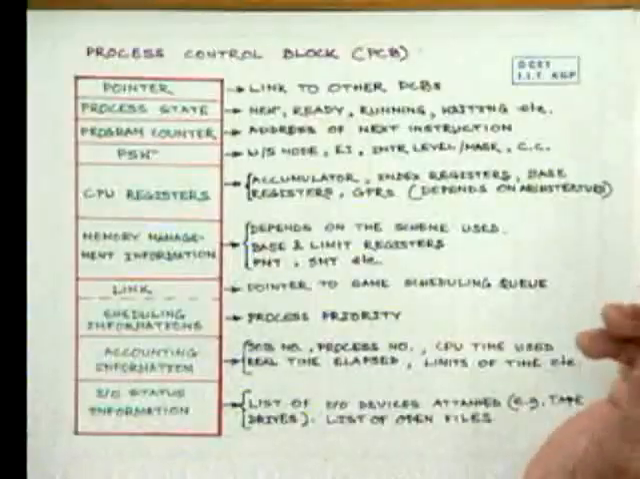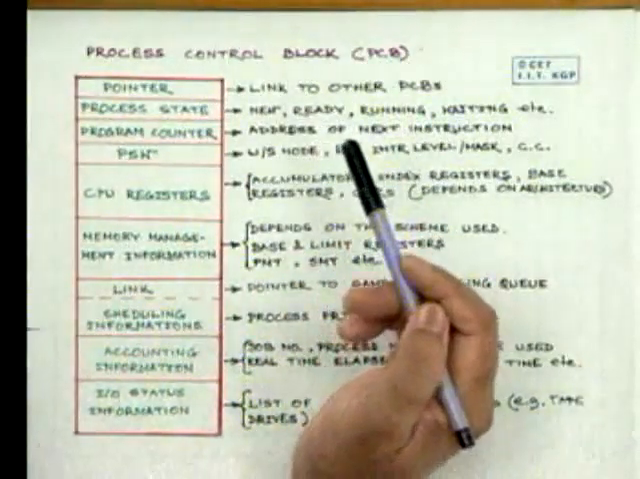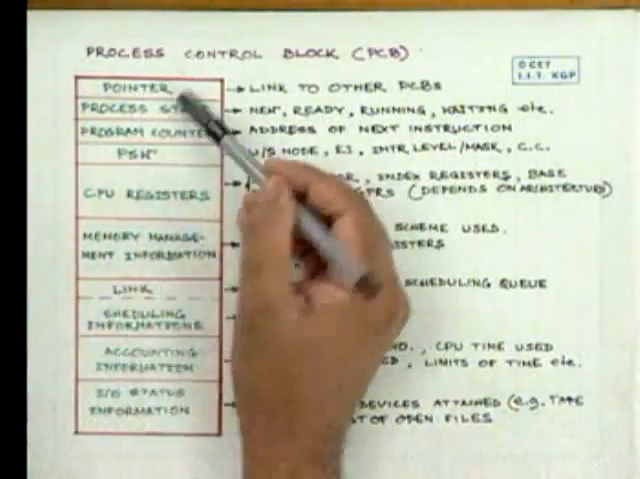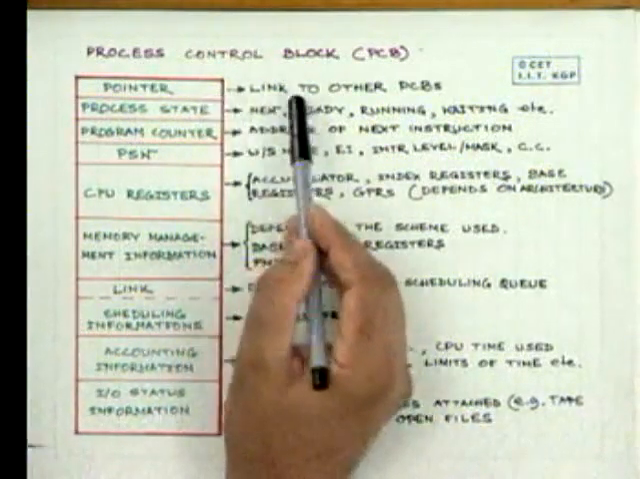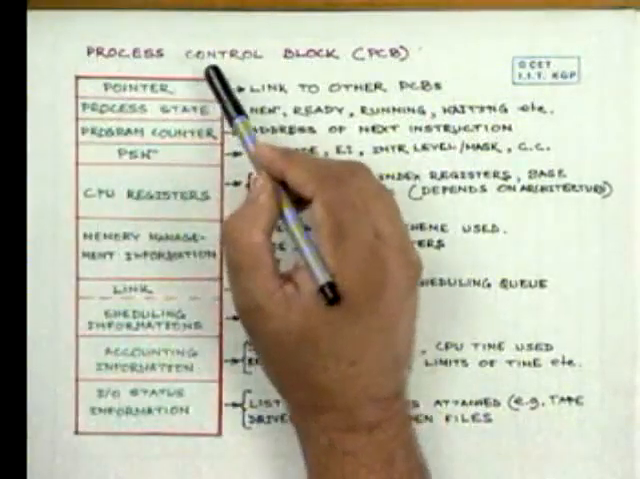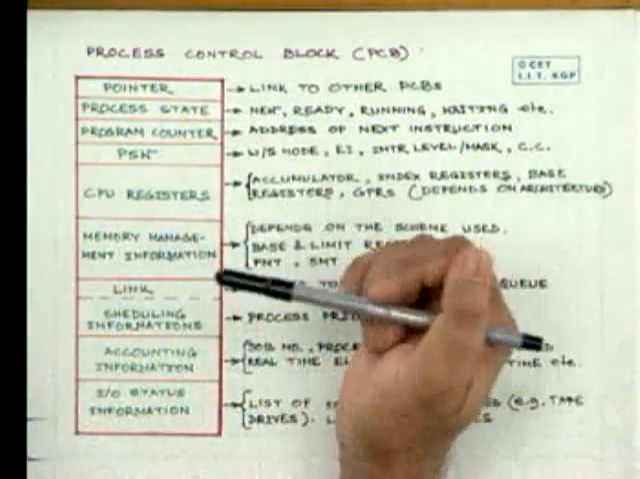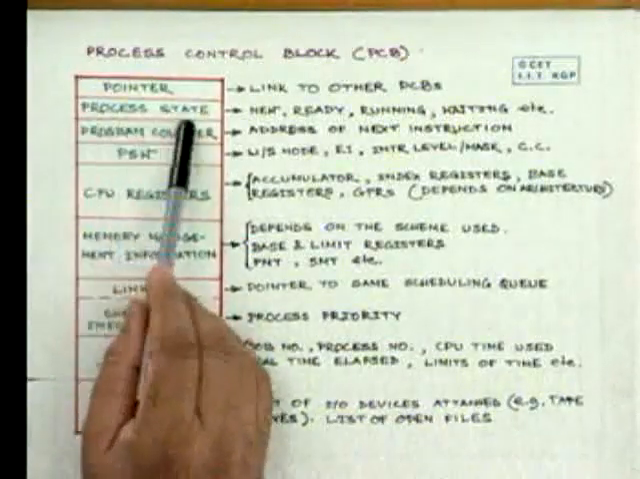A process is represented by what we call a process control block, or PCB. This PCB has different fields. The first field is a pointer, which is the link to other PCBs. Naturally, the system will have many processes inside, and all these processes are linked so that the system knows what processes there are within the system. Then the process state is kept as one of the fields.